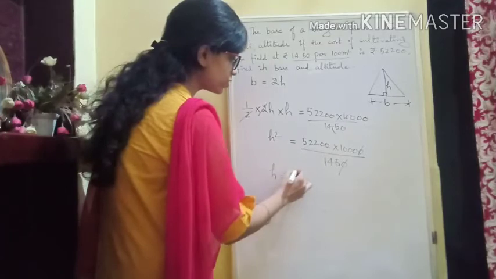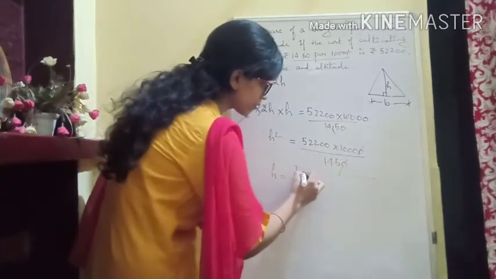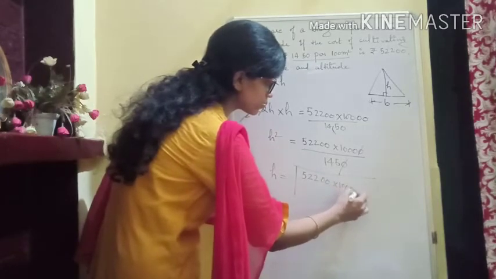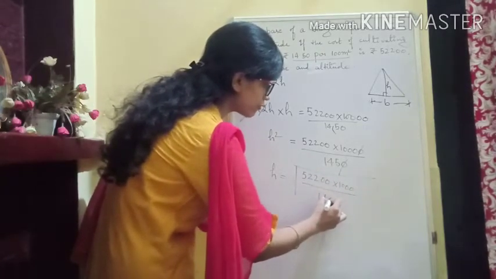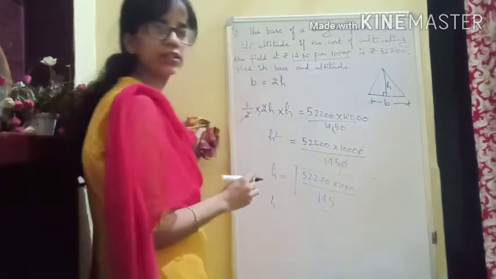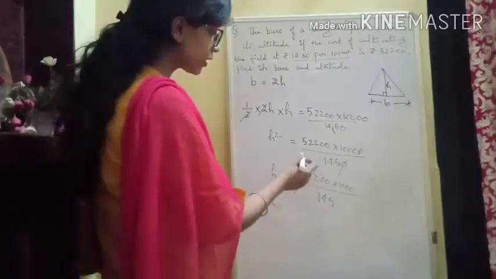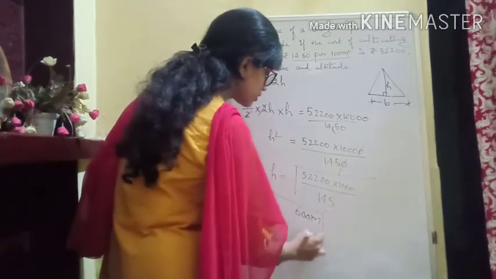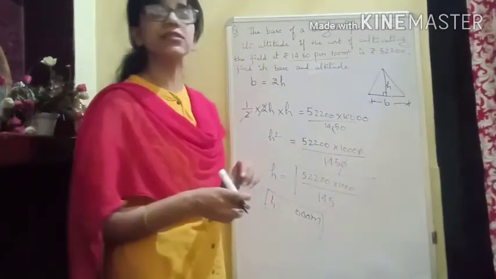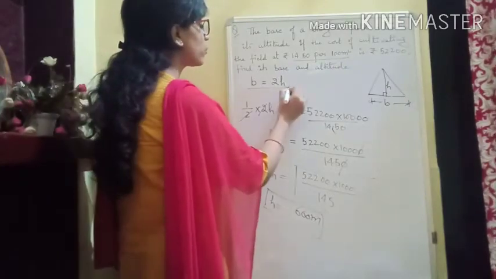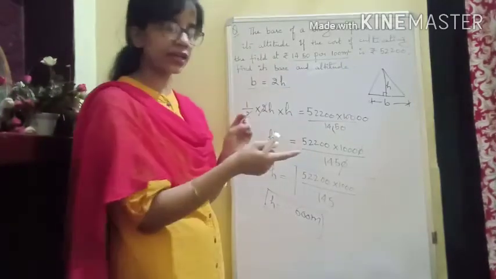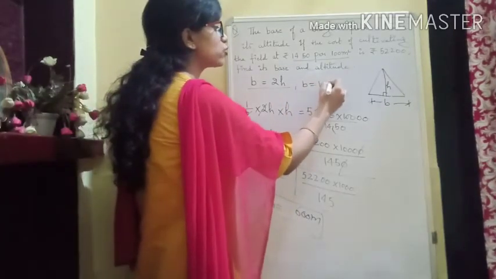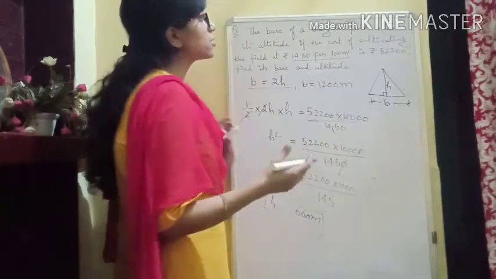Now to calculate h, we will take the square root. 52200 into 1000 upon 145, and I hope that you all can calculate the square root. When you simplify, you will get it as 600 meter. That means the altitude or height is coming 600 meter, and since according to the question the base is double its height, if height is 600 meter, what will be the base? Of course the base will be 1200 meter. That's how the question was given.